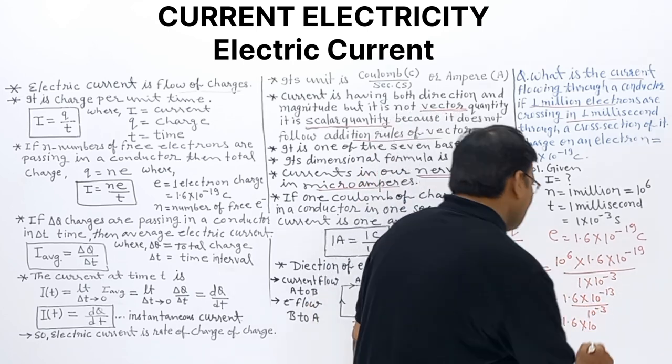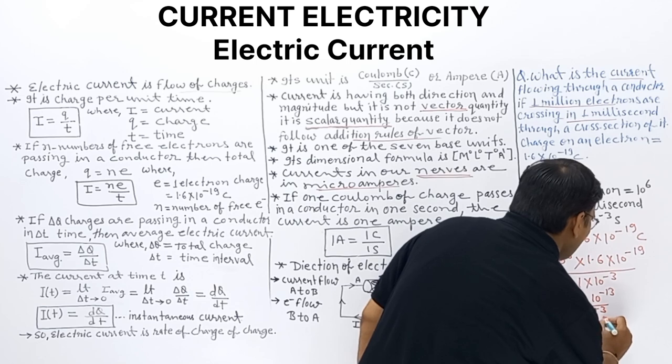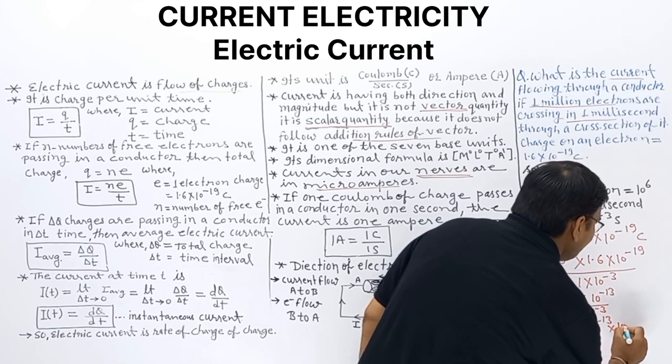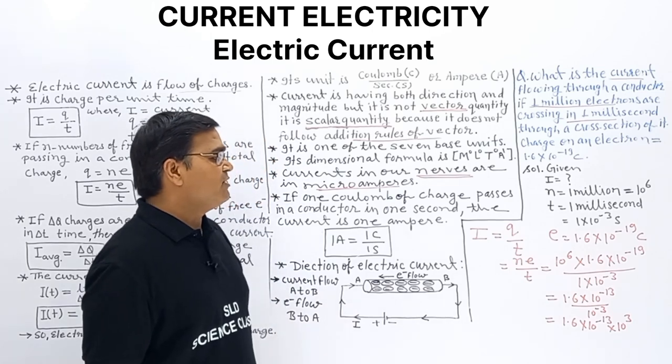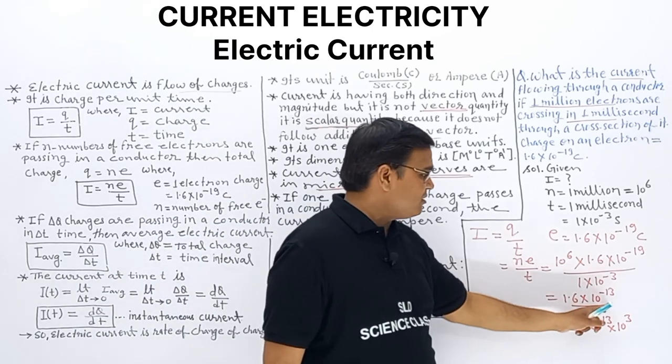So again we will observe this one. 10 to the power minus 3 into 10 to the power 3. Yes or no? We can write it like this: 1.6 into 10 to the power minus 3. This is in the negative.